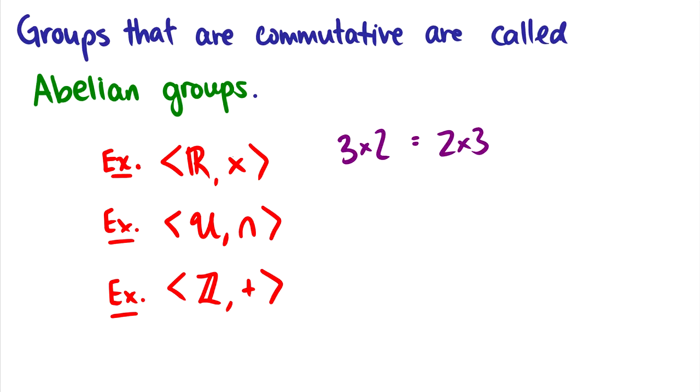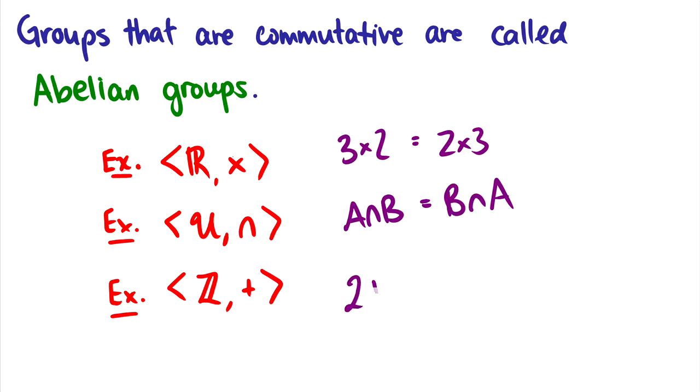Another example would be the universe of sets and intersection. So A intersection B is equal to B intersection A. In fact, I really advise you to check all of these and check if they're groups. So find the identity element, find the inverses, see if it's closed, see if there's any counterexamples to associativity. There shouldn't be. And finally, the third example with the integers and addition.